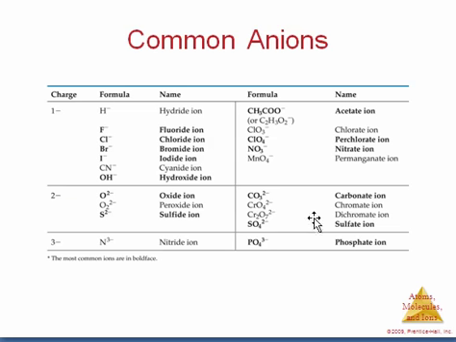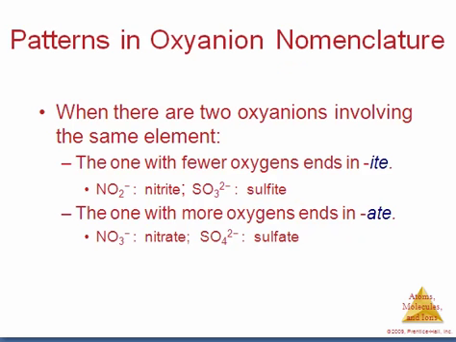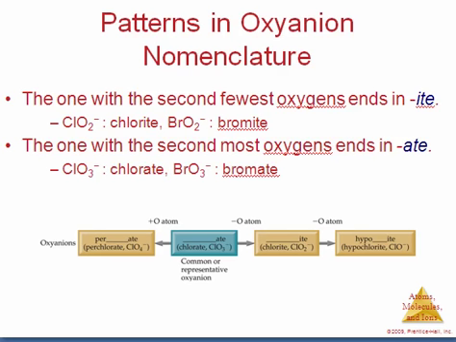Now, I mentioned that it's a good idea to memorize the polyatomic ions. Let me just give you a few hints that might help you. For example, if we look at nitrite and nitrate, or sulfite and sulfate, they look very similar, and they are. There's just a difference of 1 oxygen. The anion with more oxygens ends in -ate. So NO3 is nitrate, NO2 is nitrite, SO3 is sulfite, SO4 is sulfate.